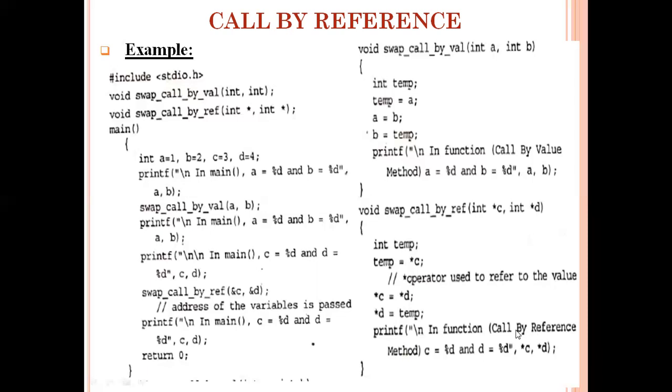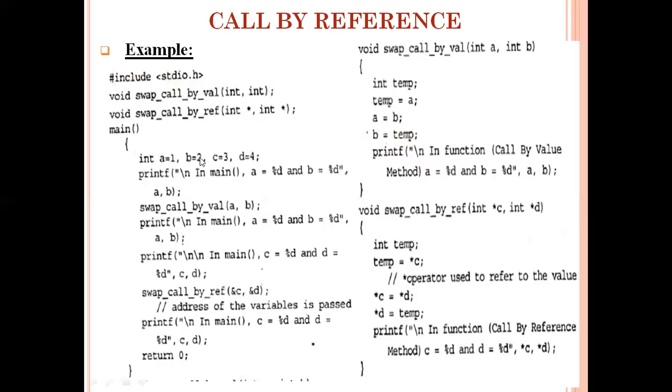So in the call by reference function, c is equal to the value, d is equal to the value. The swapped values are displayed here also. Okay, so that's all about the definitions of call by value and call by reference. Now come to the main function definition. Here we take four variables, in order to use two variables for each function.